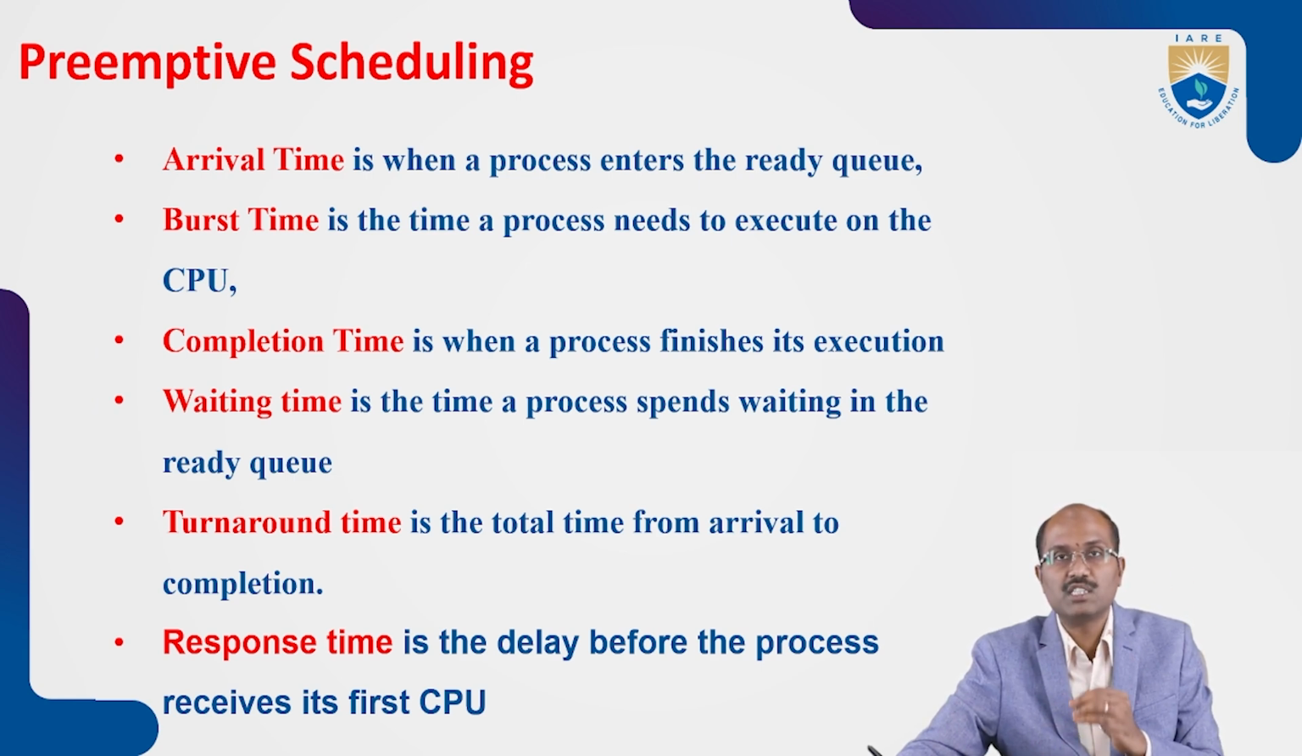Completion time is the time noted in the Gantt chart once a process finishes its execution. Waiting time is the amount of time the process spends waiting for the CPU. We calculate waiting time as completion time minus arrival time. Similarly, turnaround time is the total time from arrival to completion; we calculate turnaround time as waiting time minus burst time. Response time is the delay before the process is first submitted to the CPU.